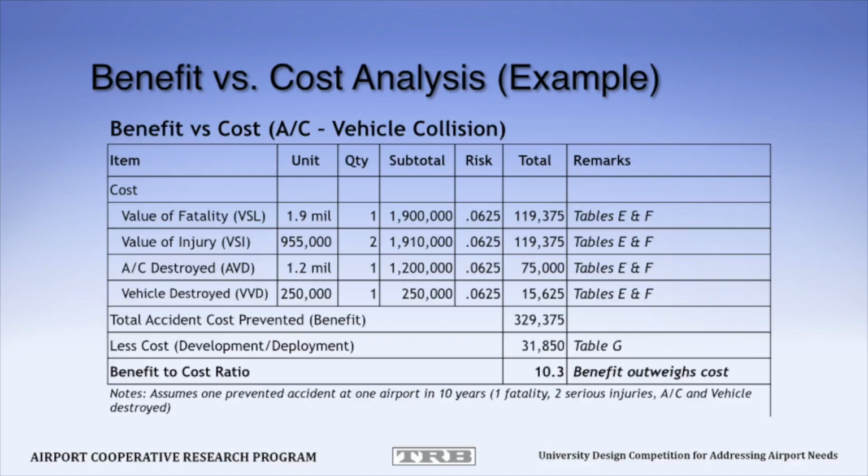But if you remember, on the cost side of that equation, you were somewhere closer to $32,000. So when you divide the benefit to the cost, you're going to come up with a benefit to cost ratio of over 10. So what that means is that the benefit you're providing is more than 10 times what it's going to cost you. And therein lies the business case for your proposal.